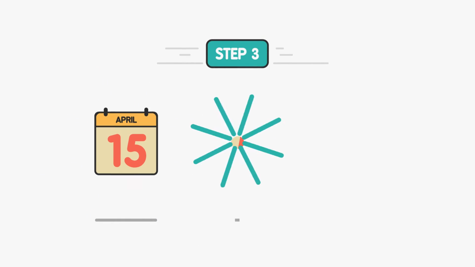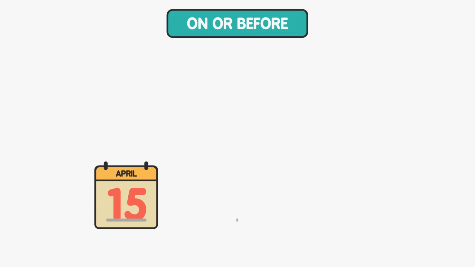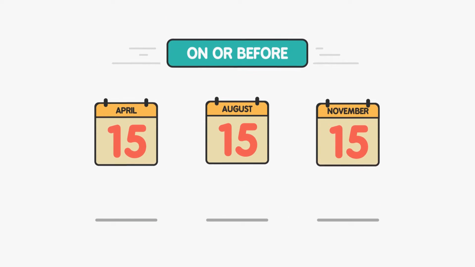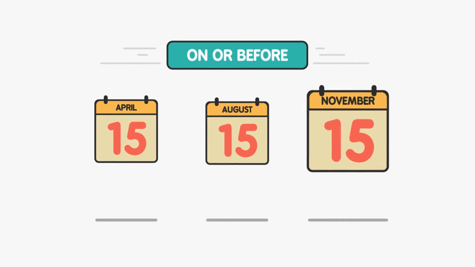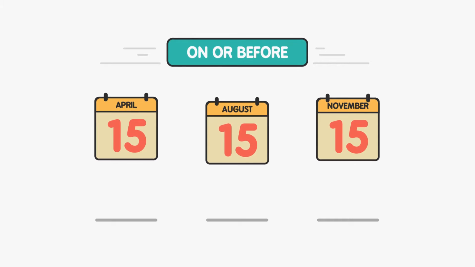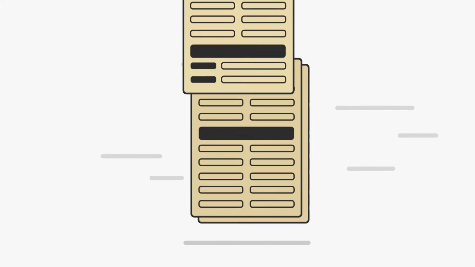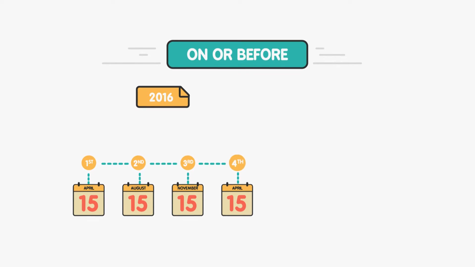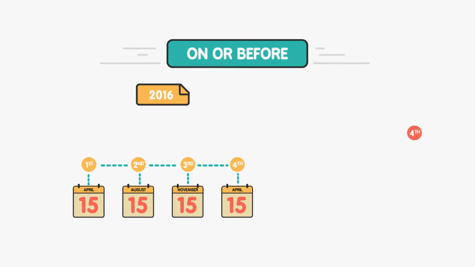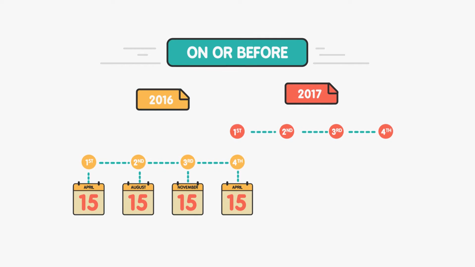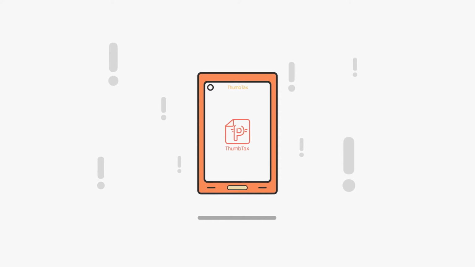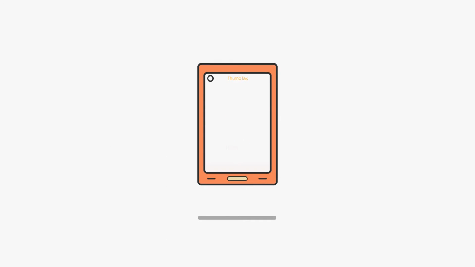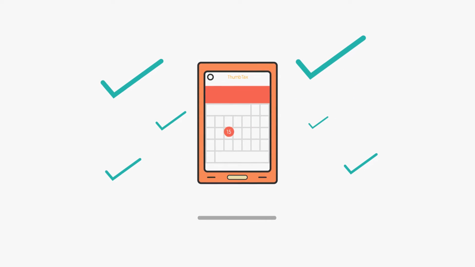Step 3. Keep track of these schedules. Form 1701Q must be filed on or before April 15 for the first quarter of the year, August 15 for the second quarter of the year, and November 15 for the third quarter of the year. While Form 1701 must be filed on or before April 15 for the fourth quarter of the year, which also falls on the first quarter of the following year. Avoid missing these deadlines and getting penalties. The Thumbtax mobile app will help you remember by notifying you a couple of weeks before they're due.